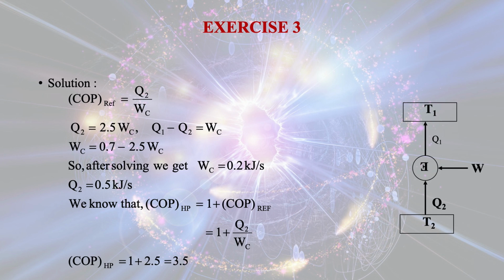So Q2 is equal to 0.5 kJ per second, and the coefficient of performance of heat pump is equal to 1 plus coefficient of performance of refrigerator, that is equal to 1 plus 2.5. So COP of heat pump is equal to 3.5.